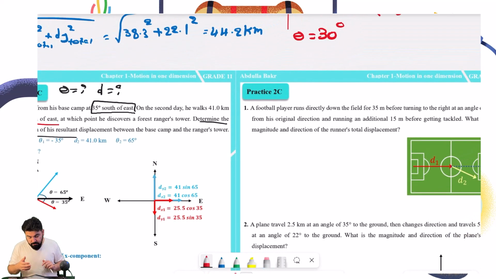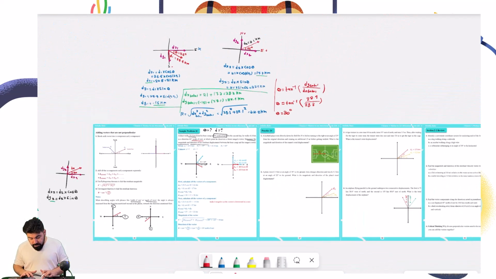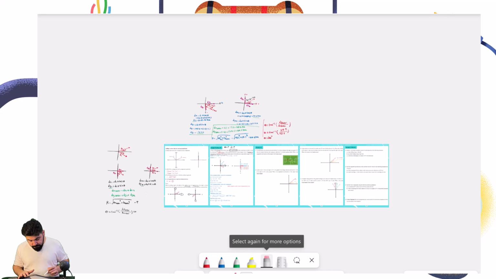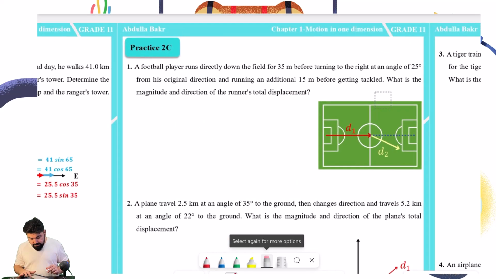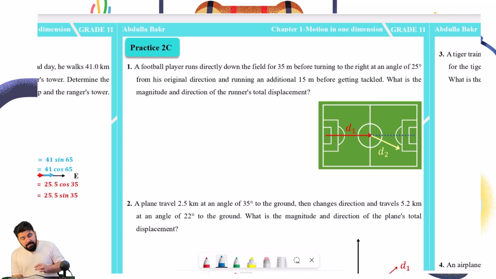Okay, now we have the next question. Let me delete this. Most of these questions, by the way, guys, they have the same idea. So I'm not going to solve every one of them. I'm going to leave some for you, but they basically have the same idea.